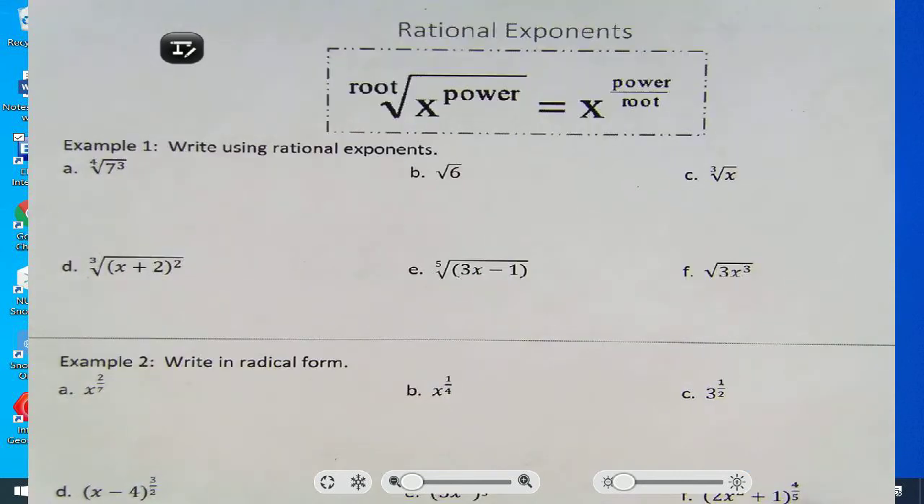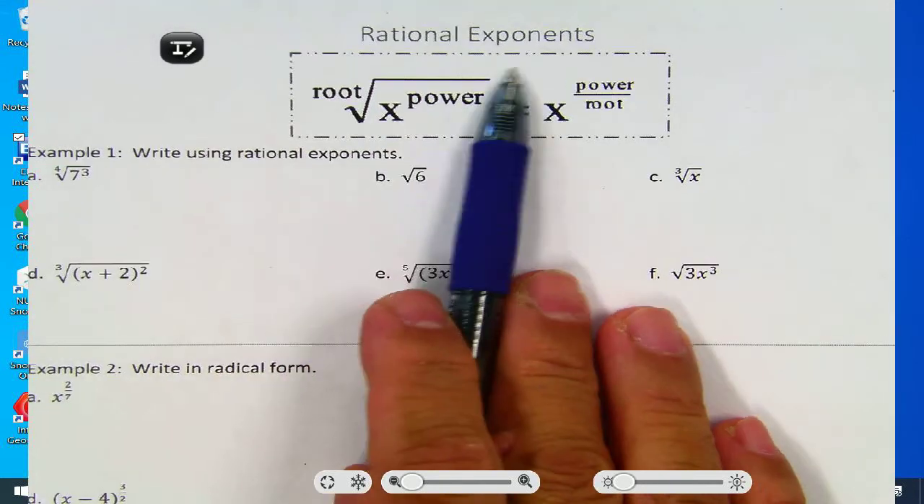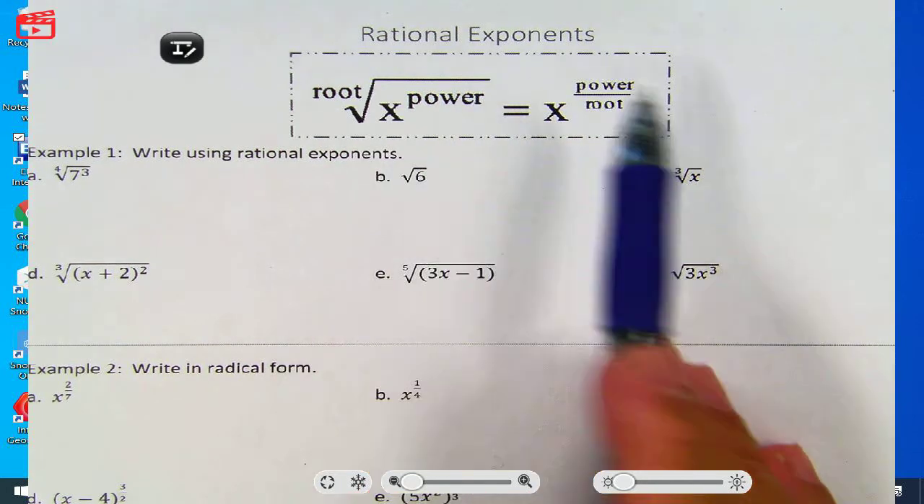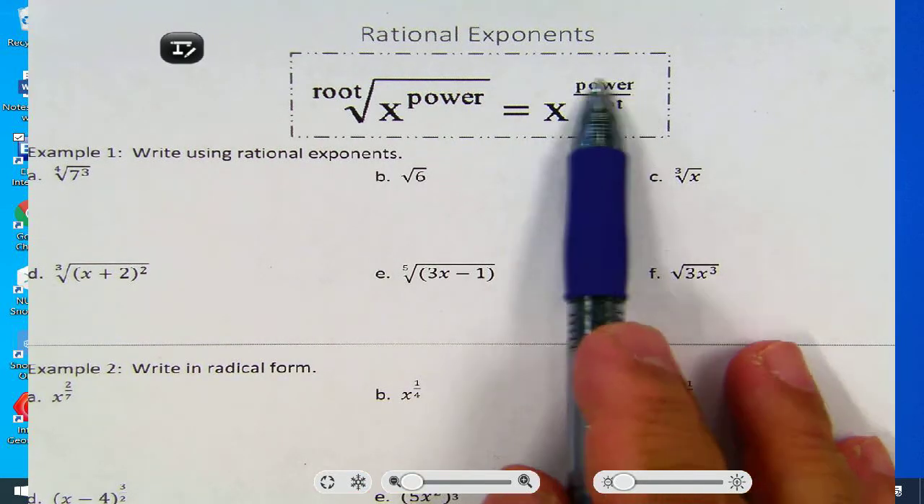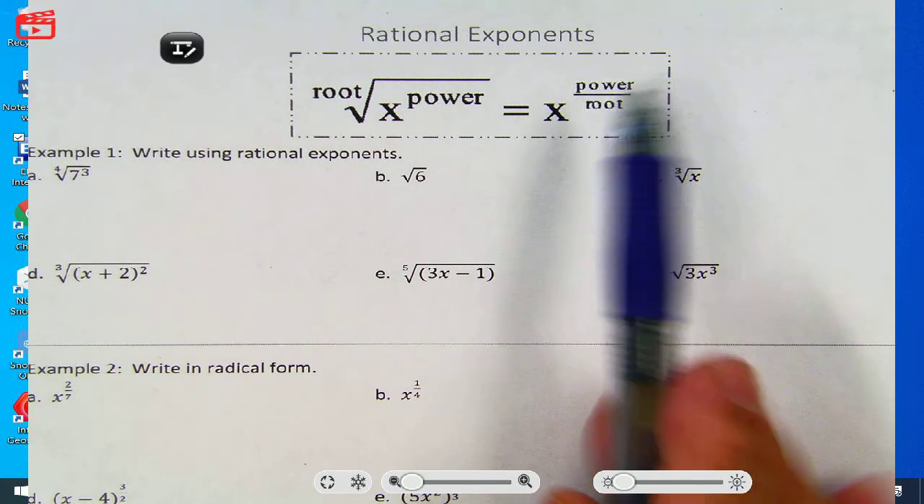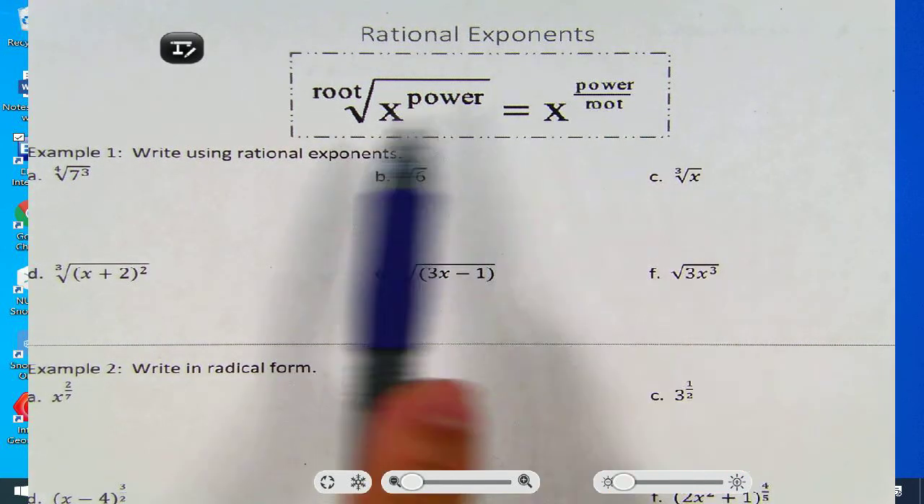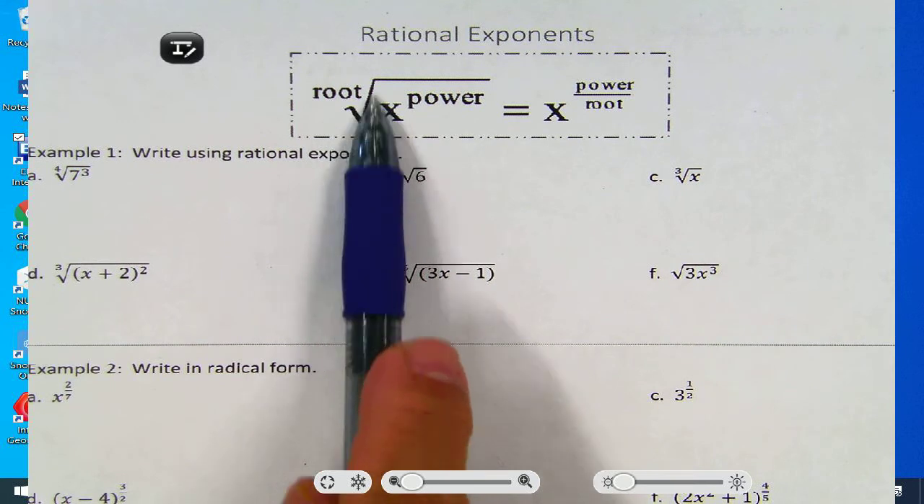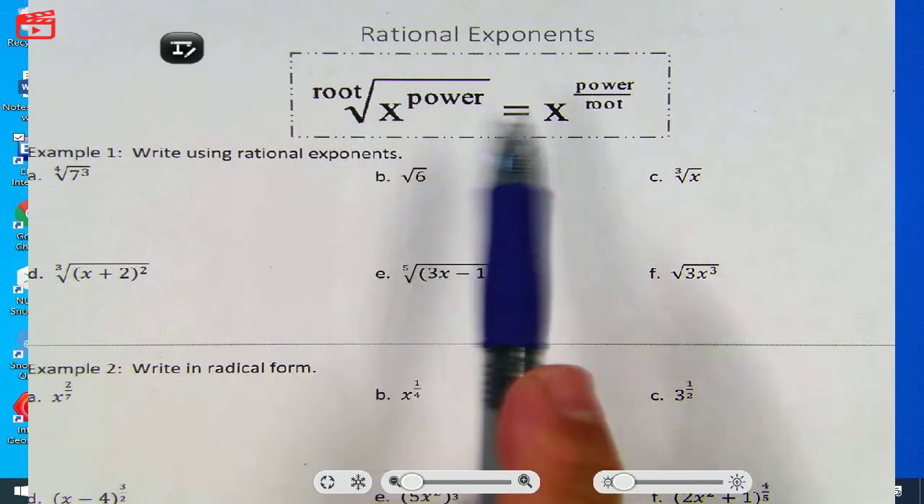Alright, so we're looking at rational exponents. When I say rational exponents, that means the exponent is a fraction. This exponent being a fraction comes from a root, right? Like a square root or a cube root. That's where it's coming from.